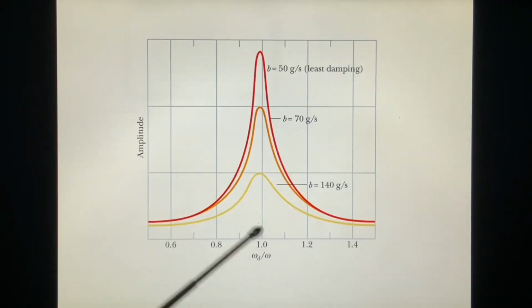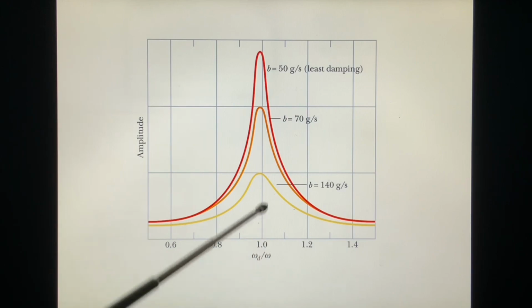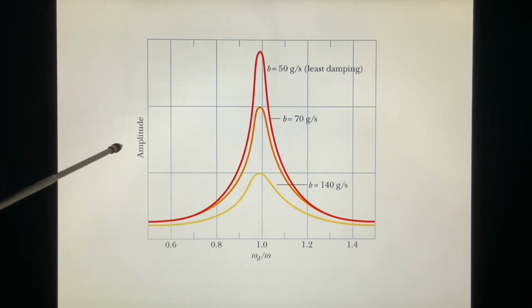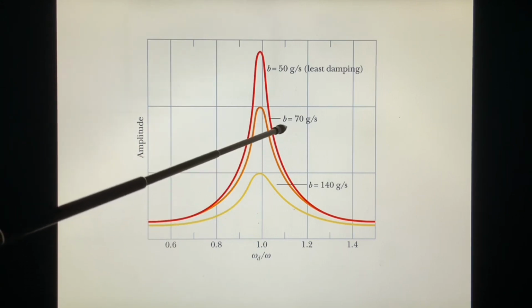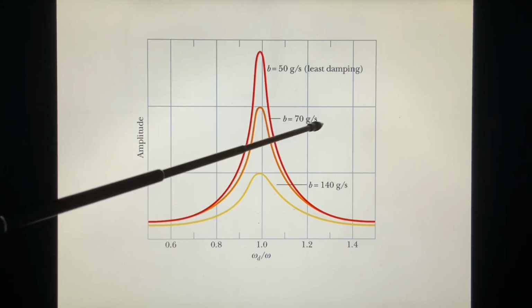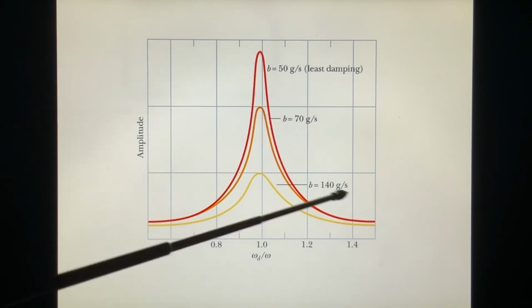Look at this one. This is the amplitude, okay, of the swing. This is the ratio of the driving force frequency and natural frequency. If they equal 1, then you have resonance. The amplitude is the maximum. These three curves are different because of the different resistance to the external force. Okay?